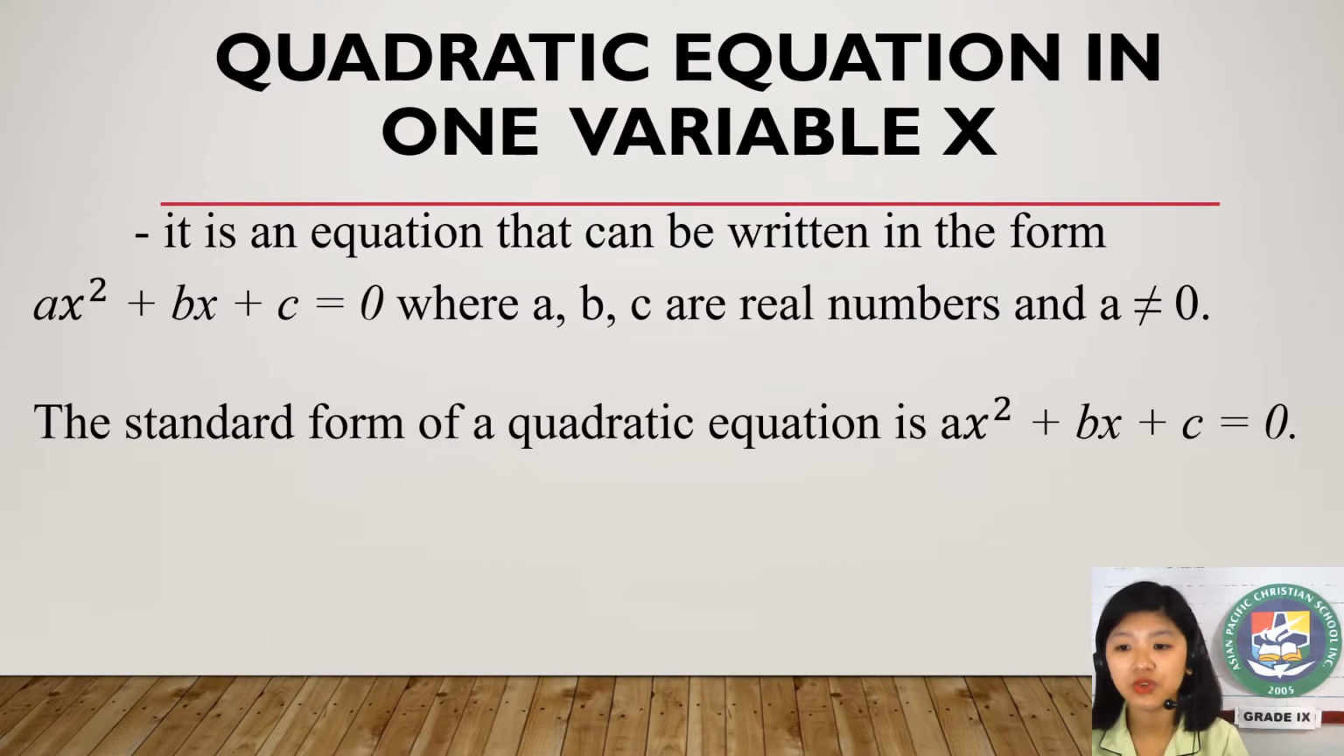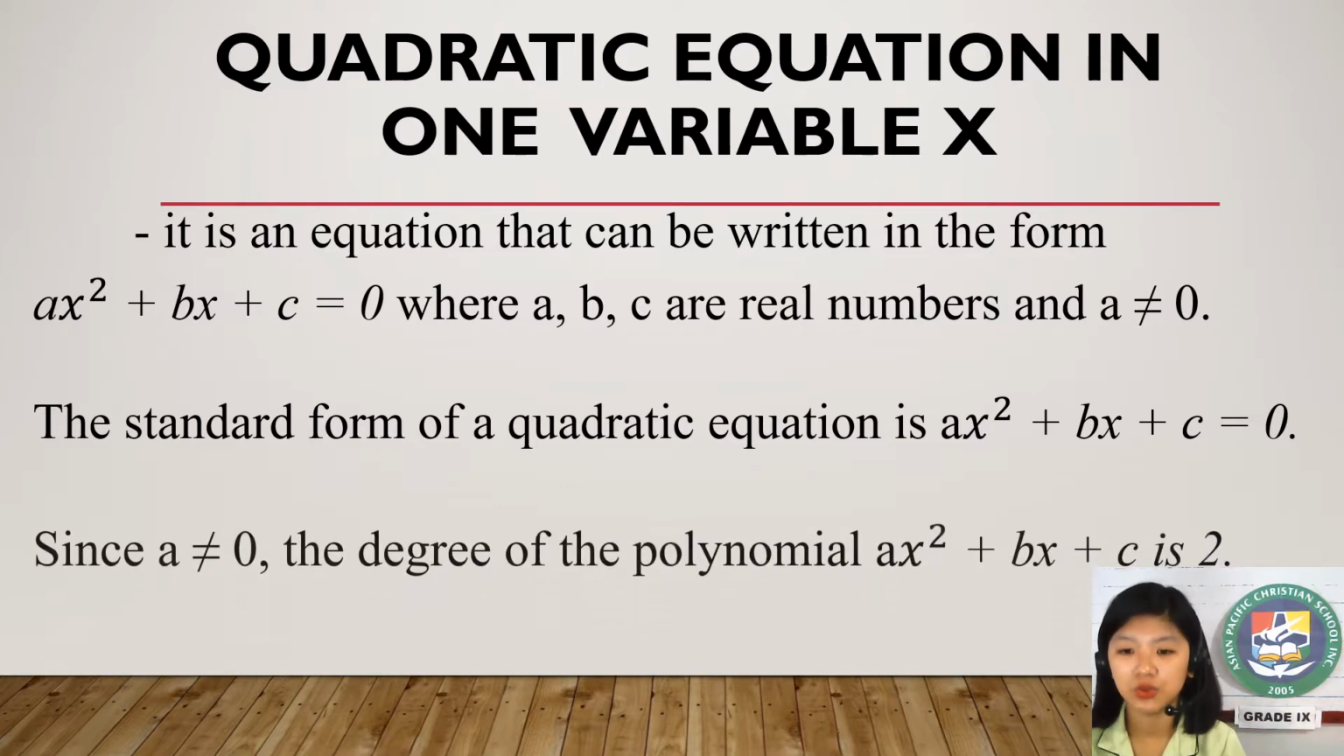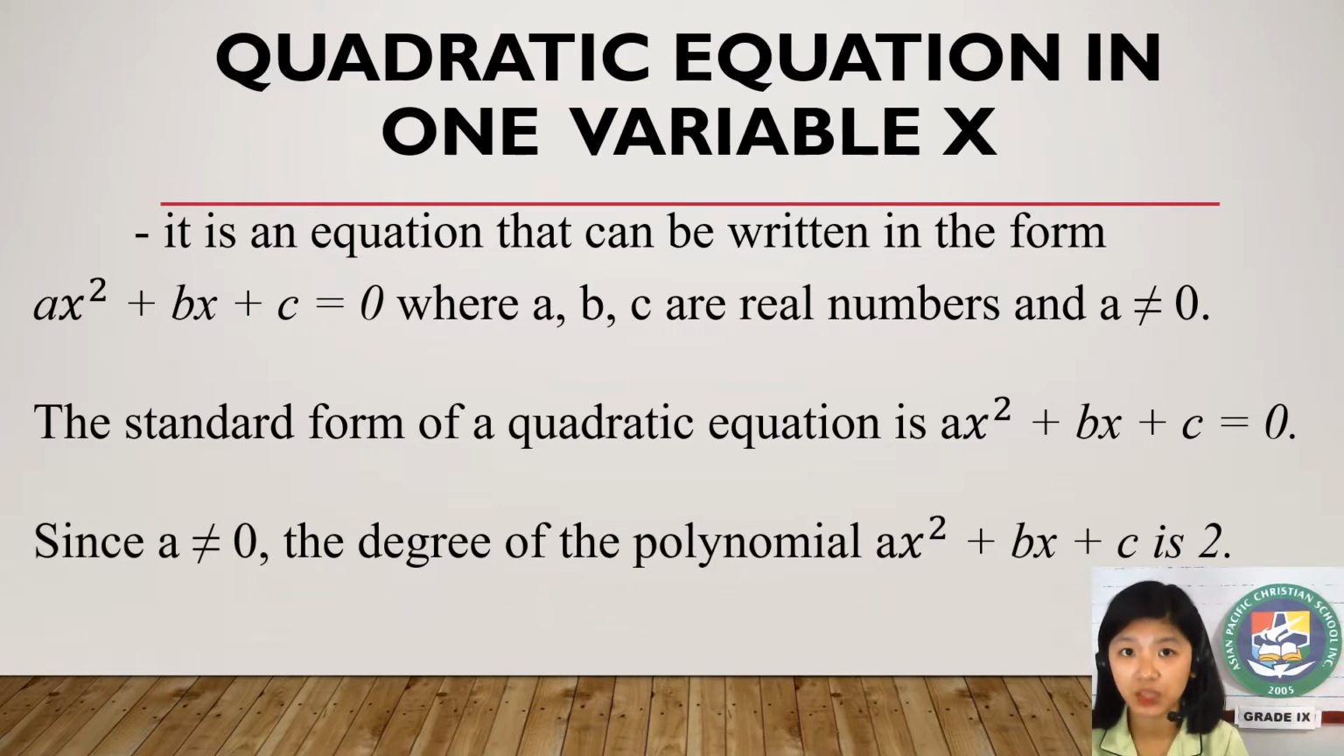So, the standard form of a quadratic equation is ax squared plus bx plus c is equal to 0. Since a is not equal to 0, the degree of the polynomial ax squared plus bx plus c is 2. So, when we say degree of polynomial, that is the highest exponent in the term.